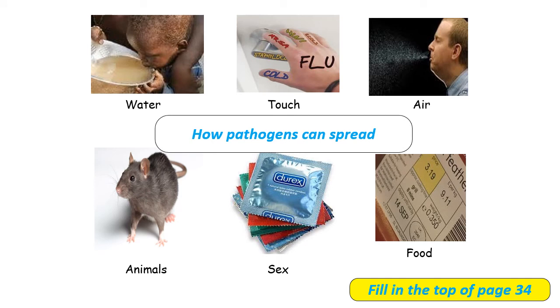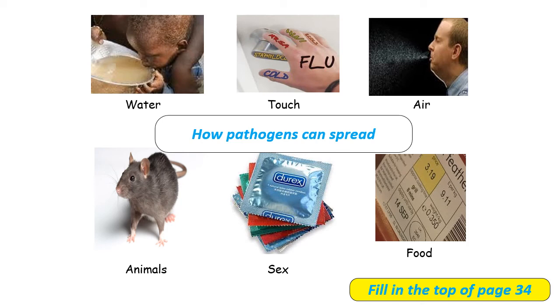So here are the 6 ways. Did anybody think about any of these? In the video where we looked at water, any kind of contaminated water that's spread can cause diseases. Another one is touch. In that picture, we can see the cold, the flu, and other things can be spread through physical contact, which is why when we're coming into the schools we're using antibacterial hand gel, and it's why we have to wash our hands quite regularly.